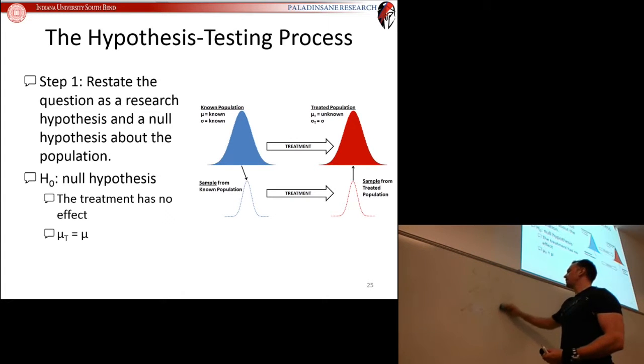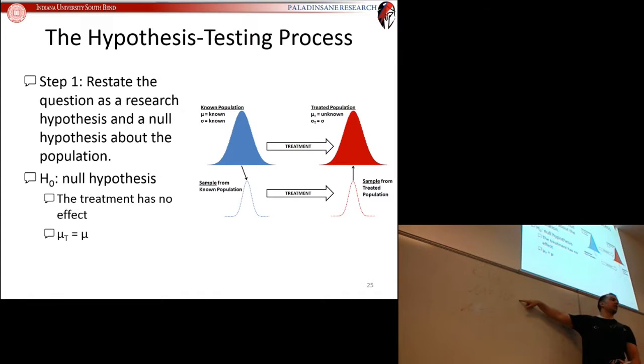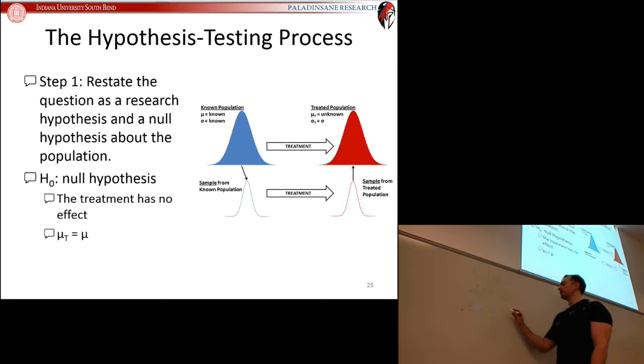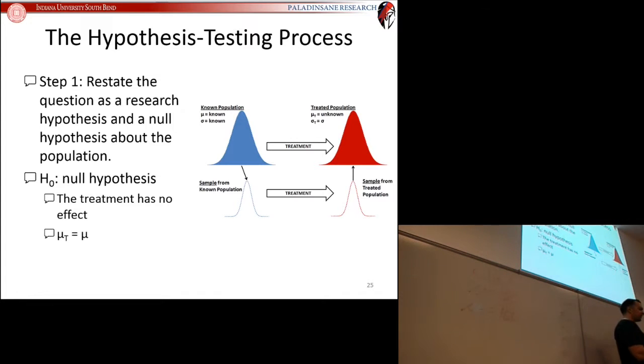So if I had a pill and the original population had an IQ of 100, and I gave everybody my IQ pill, and after the treatment the mean IQ of the population was also 100, my pill does nothing. It doesn't change IQ whatsoever. My pill is ineffective. My treatment has no effect. So that's the research and the null hypothesis.